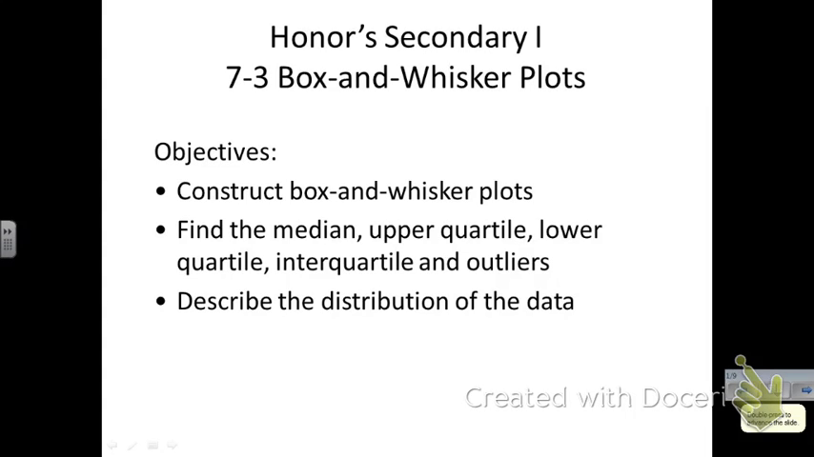Alright, today in class we learned all about box and whisker plots. So we learned how to construct them. We learned how to find the median, the upper quartile, the lower quartile, the interquartile range, and how to find outliers. And then we also learned how to describe the distribution of the data.